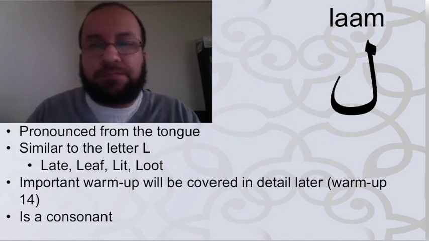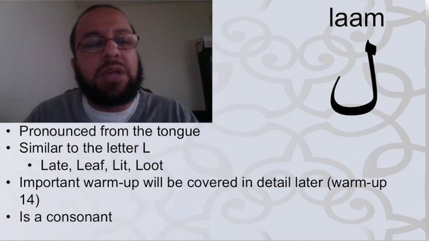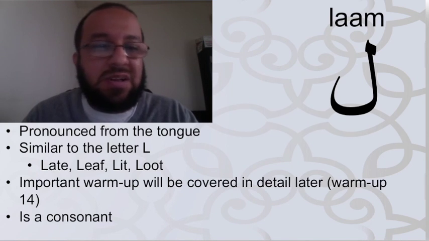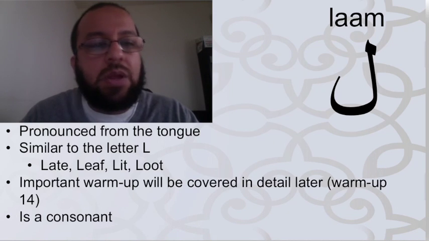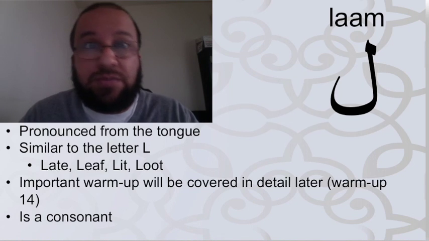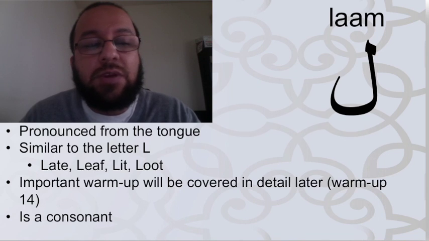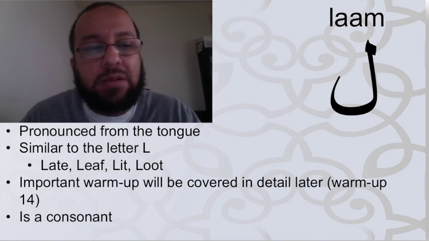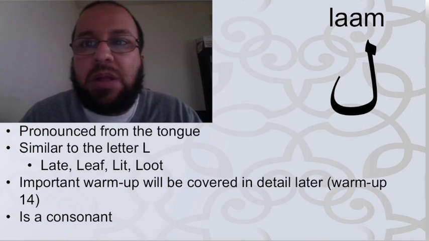Moving on. The next letter that we have is the letter lam. It is pronounced from the tongue. And I'm not going to place much emphasis because this letter is actually identical, not similar, but pretty much identical to the letter L in the English language. So the 4 words that you see on your screen, if they were to be spoken by an English speaker, would be late, leaf, lit, loot. Lam, la. This is very easy to do for English speakers, not a lot of problem with the letter lam.